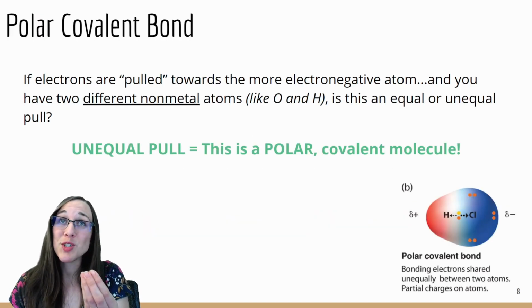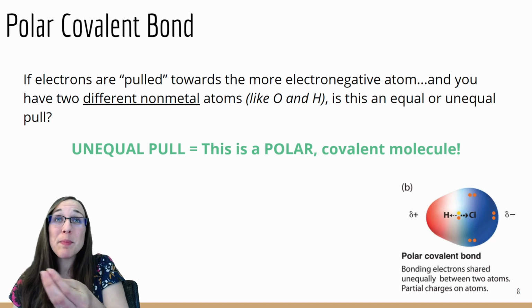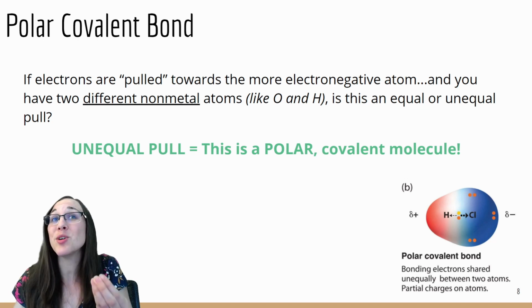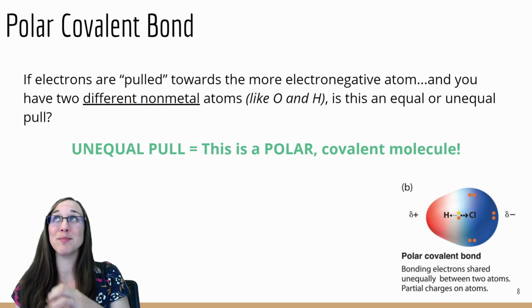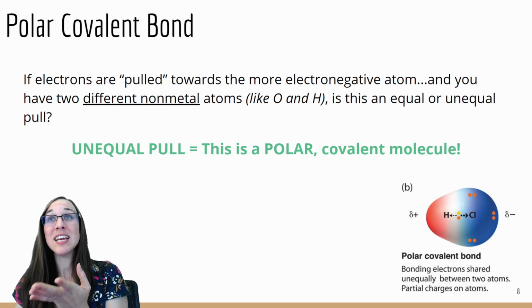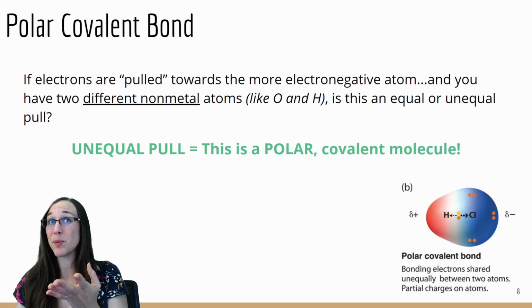Let me pose a question to you. If electrons were to be pulled towards the more electronegative atom, and you have two different non-metal atoms, like say O and H, is this an equal or unequal pull?